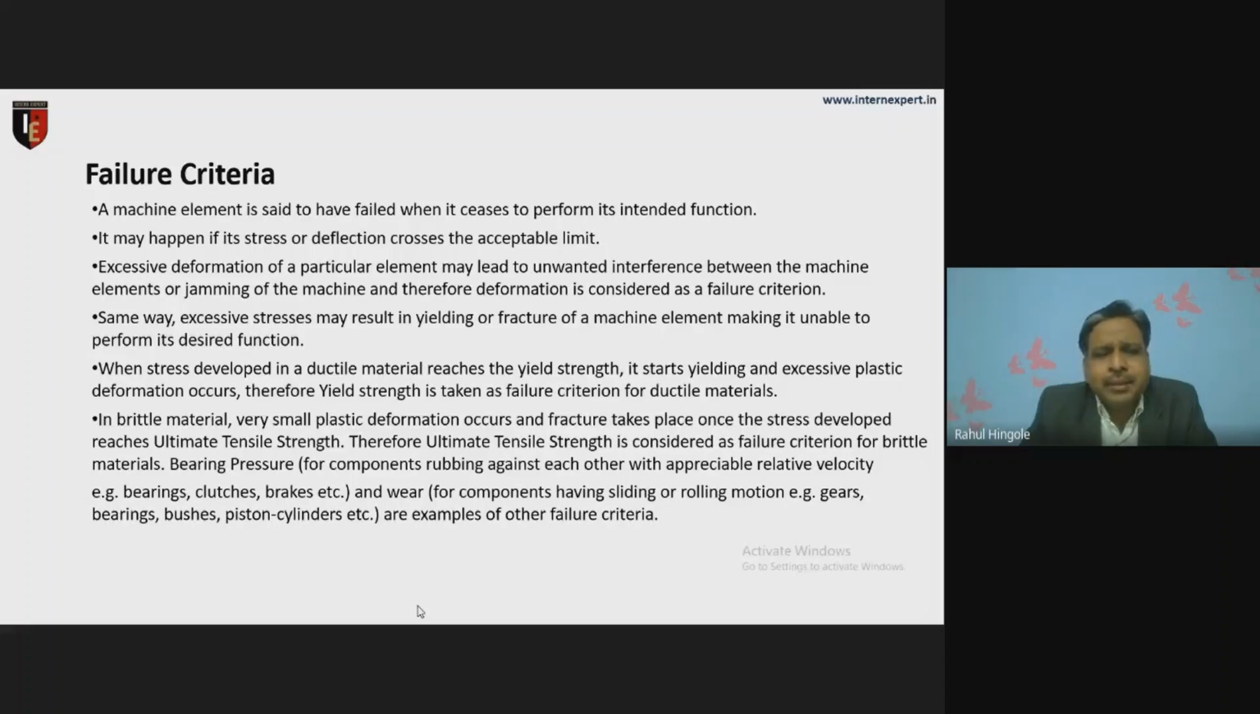What is the ultimate? I will tell you a simple example. There is a simple graph. Initially, the stress is directly proportional to the strain. In that condition, stress equals capital E into small e. That capital E is called the Young's modulus. Capital E equals sigma divided by small e, that is stress divided by strain. That is called Hooke's law.